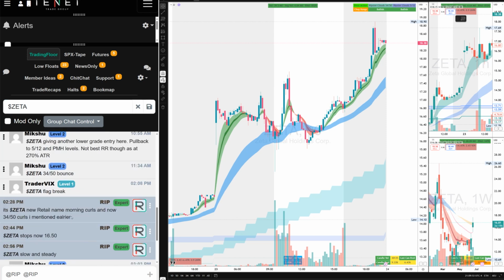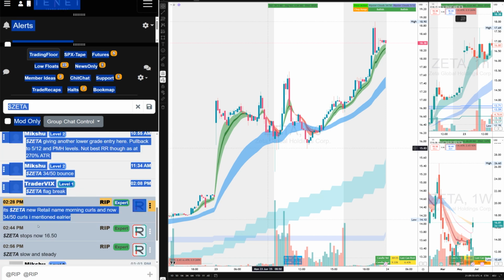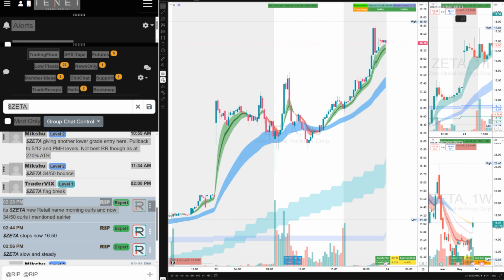Let's look here. Yeah, 3045 calls. So those are 3045 calls. Stops were 1650, and it did give you a little 50 cents move there. So that was ZETA.